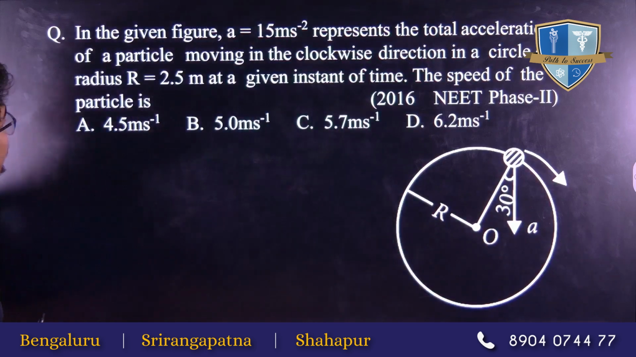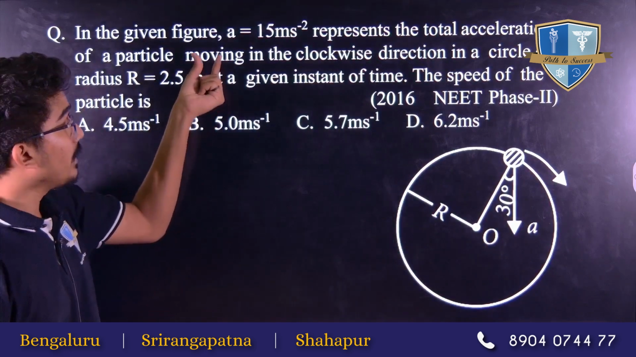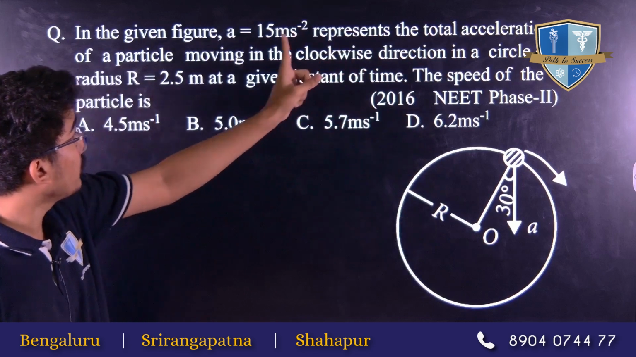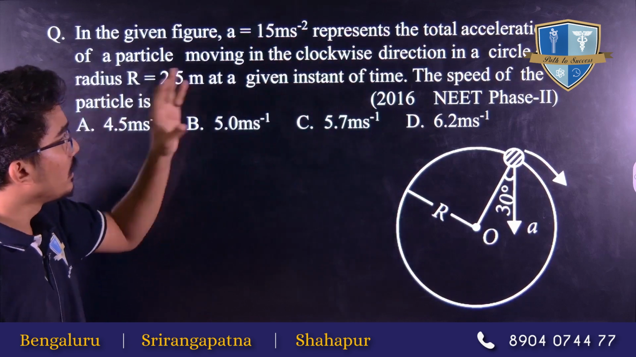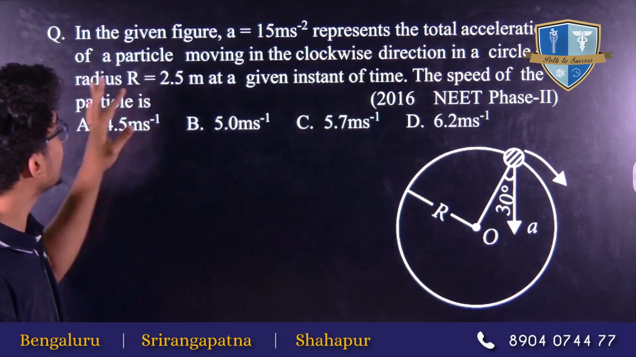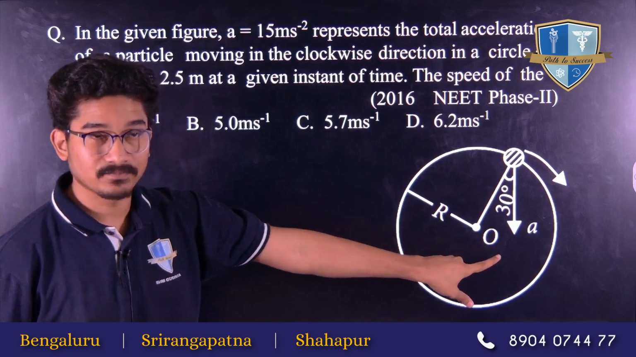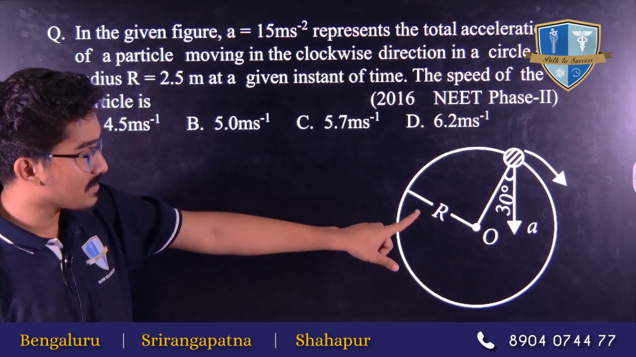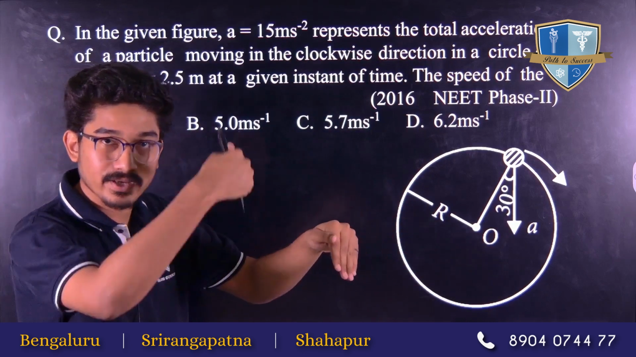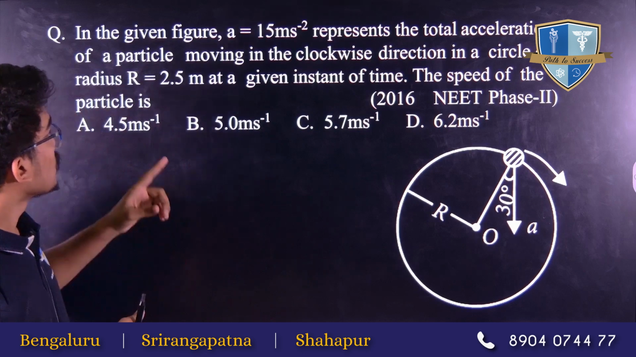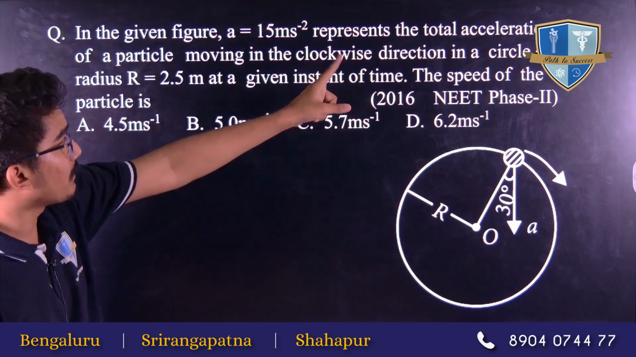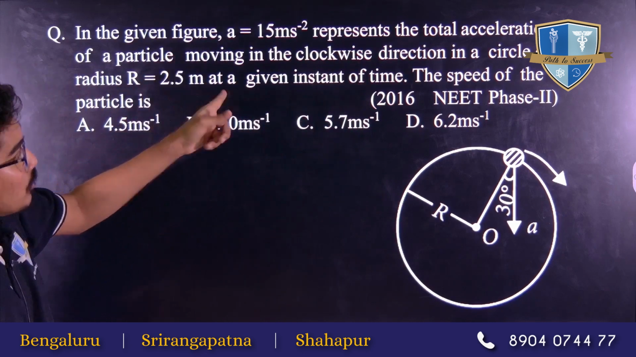Another question we have, in the given figure, this A, given as 15 meter per second square, represents the total acceleration of the particle. So this is the total acceleration. What does total acceleration mean? In this case we have some tangential acceleration as well, we have some radial acceleration as well. So this A represents the total acceleration of the particle moving in the clockwise direction.